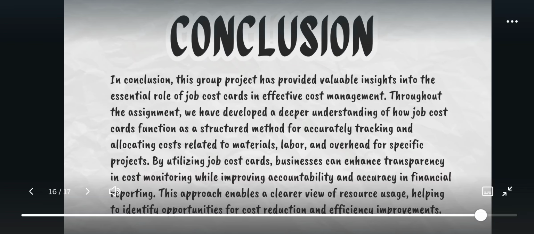In conclusion, this group project has provided valuable insight into the essential role of a job cost card in effective cost management. Throughout the assignment, we have developed a deeper understanding of how a job cost card functions as a structured method for accurately tracking and allocating costs related to material, labor, and overhead for specific projects. By utilizing job cost cards, businesses can enhance transparency in cost monitoring while improving accountability and accuracy in financial reporting. This approach enables a clearer view of resource usage, helping to identify opportunities for cost reduction and efficiency improvement.